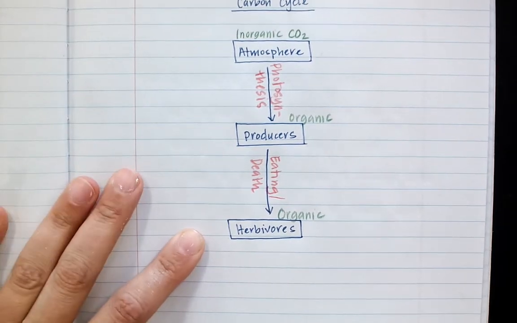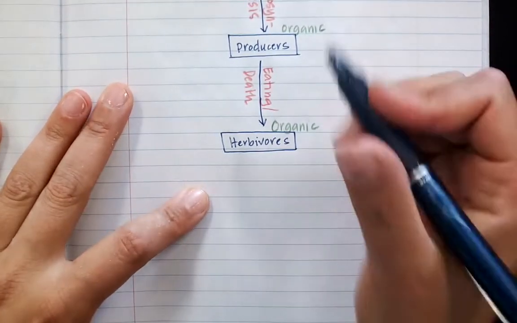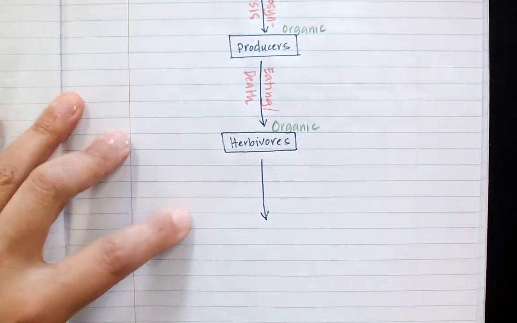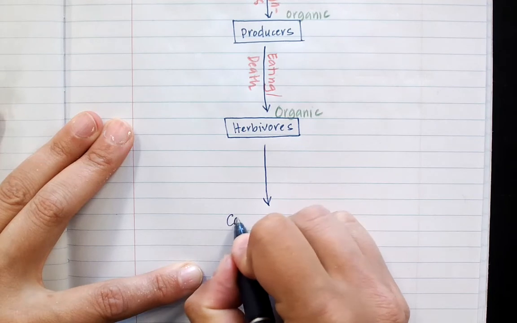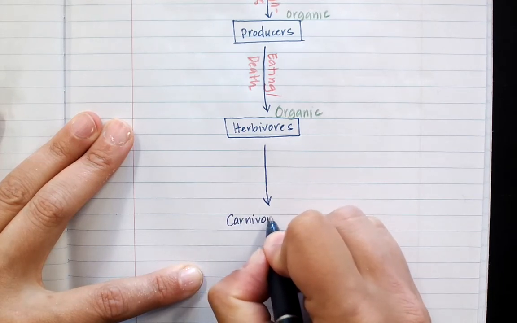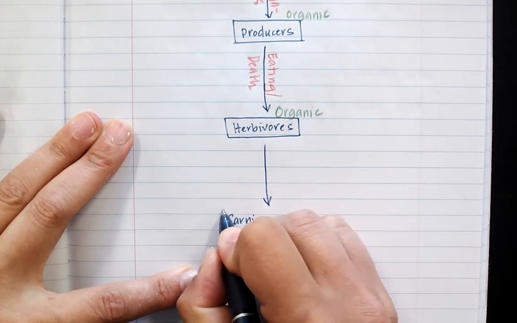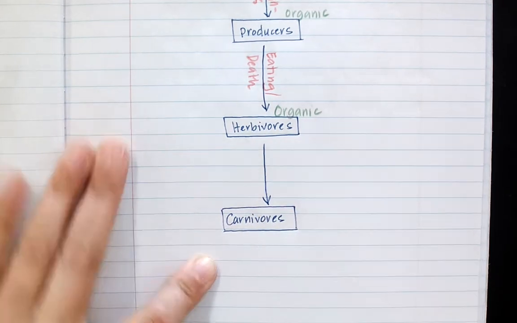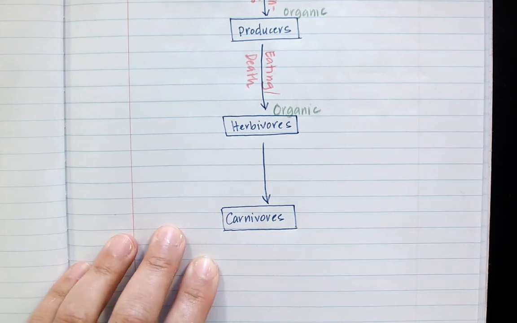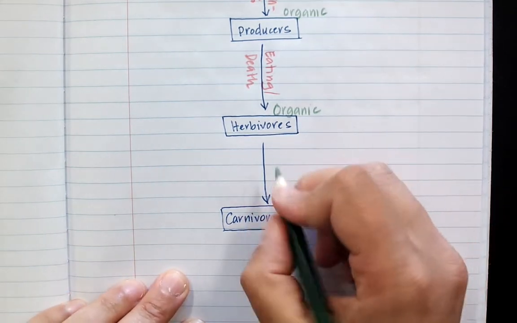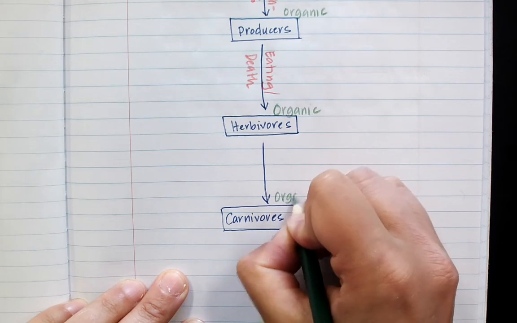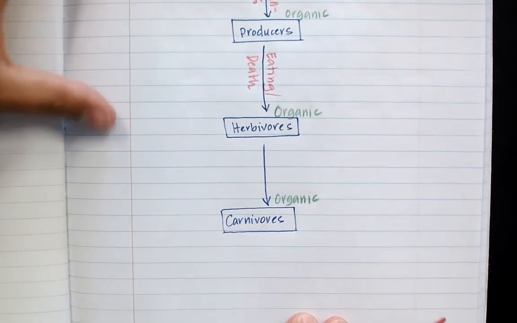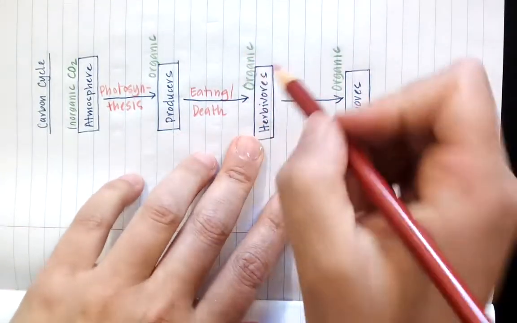All right, now herbivores are moving carbon into carnivores, also known as our second order heterotrophs or secondary consumers. This is also going to be organic carbon. And the process that moves this carbon is eating / death.